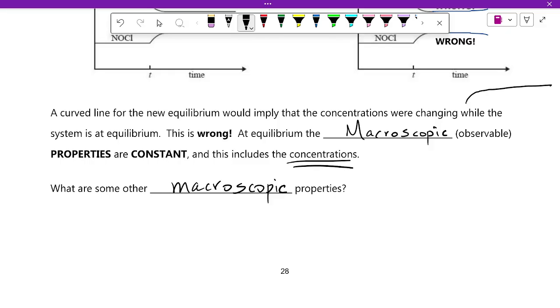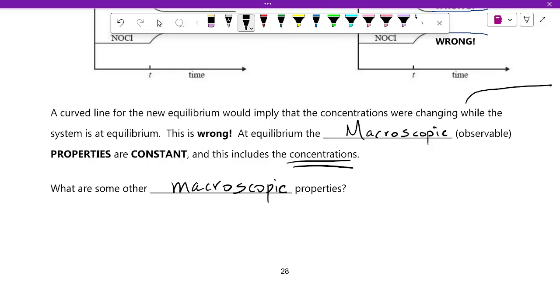A catalyst is a factor that can change a rate, but it's not a property. A property is something that you could measure or observe. All right. Anyone want to give me a macroscopic property?